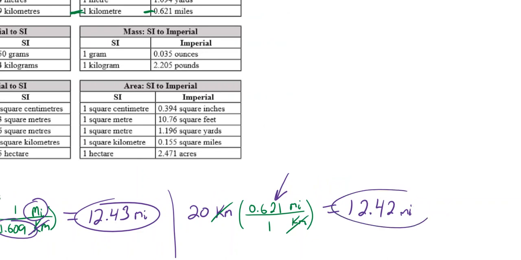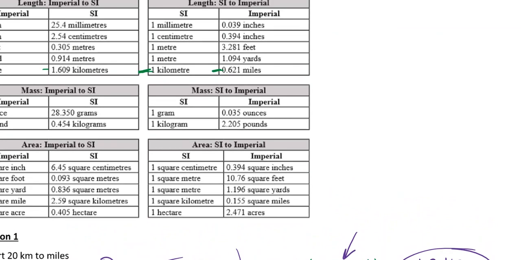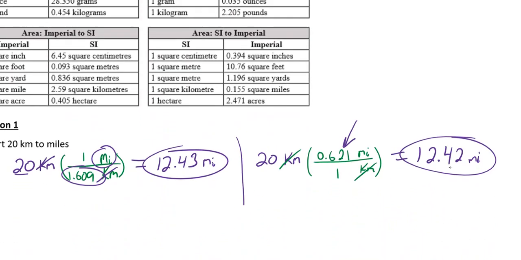So those should have been the same number, realistically, right? The reason that they weren't was just the way that these numbers were rounded, right? But that's pretty close, right? 12.43, 12.42. Those are pretty much the same number, right? So just know that we could have done it either way, right? So grab either one of those conversion factors. All that'll change is whether you put the number at the top or in the bottom.